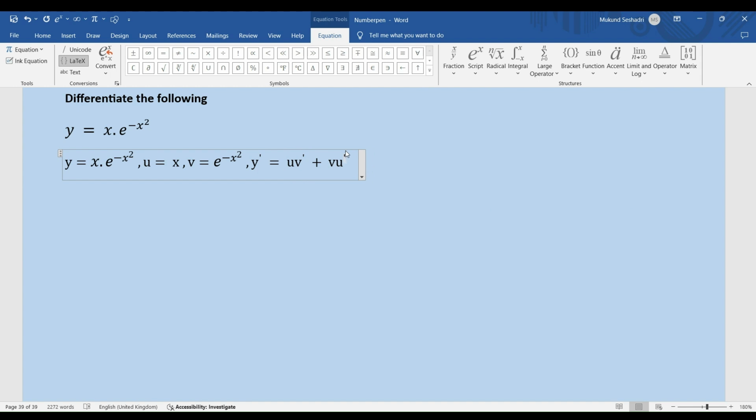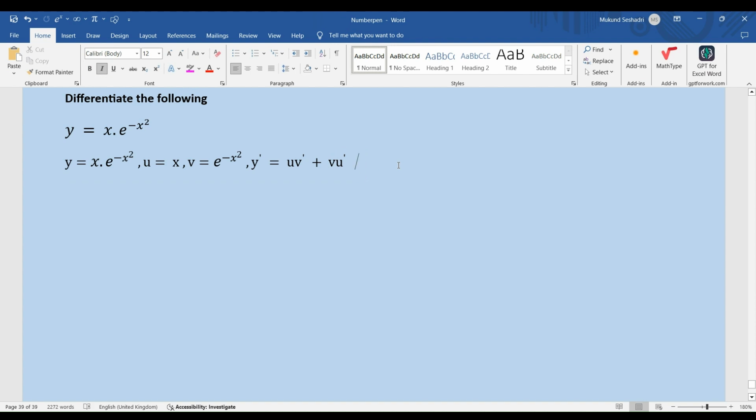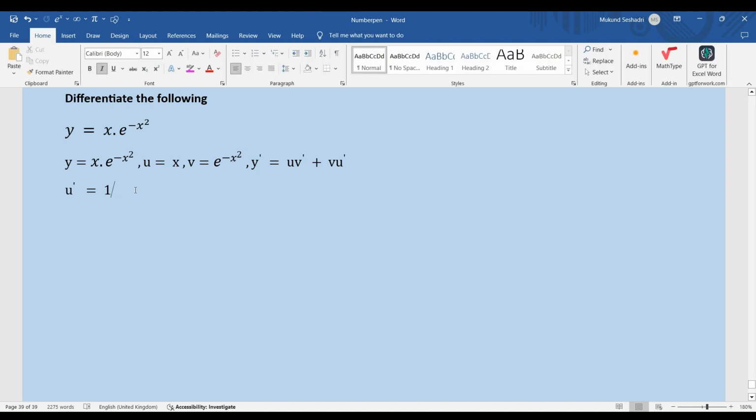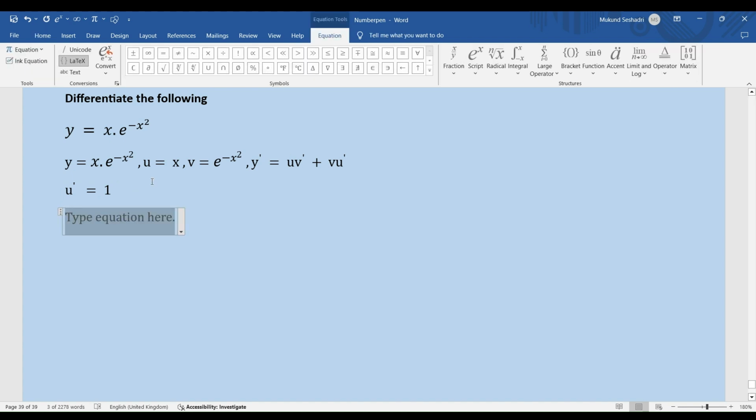So we know our u, we know our v. We will have to find out what is our u dashed and v dashed, right? So let's start with u dashed. My u dashed is pretty simple. When my u is x, what is my u dashed? My u dashed is d by dx of x, which is 1, right? So that solves my u dashed. I move to the next step, and then I solve for my v dashed.